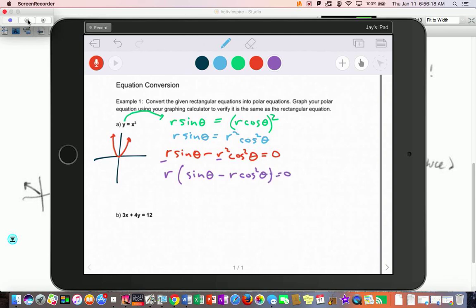And so now I have two factors that I can set equal to 0. Well, setting r equal to 0 doesn't make sense. You can't have a circle with radius of 0. So we're just going to disregard that one. And so the one I'm going to solve is the sine of theta minus r cosine squared of theta equals 0. So I'm going to send the sine to the other side.